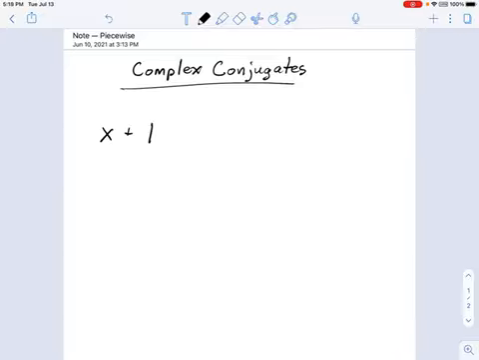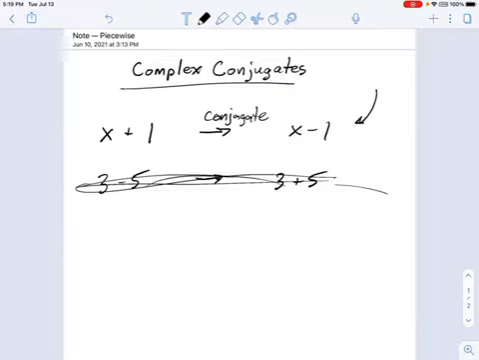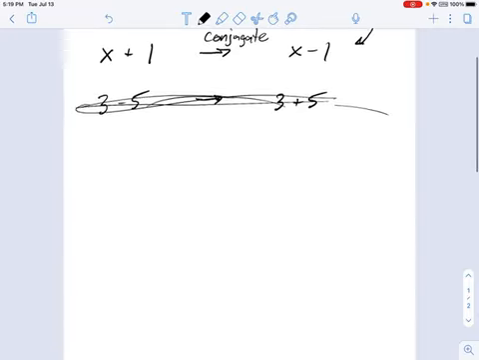The conjugate of this would be x minus 1. All you do when you're looking for a conjugate of something is you keep the first term and you flip the sign on the second term. So if I said 3 minus 5, then the conjugate of that would be 3 plus 5. And for the most part, things like this aren't very useful. We'll get into some applications with regular polynomials where the conjugate is useful, but right now I want to talk about complex conjugates.